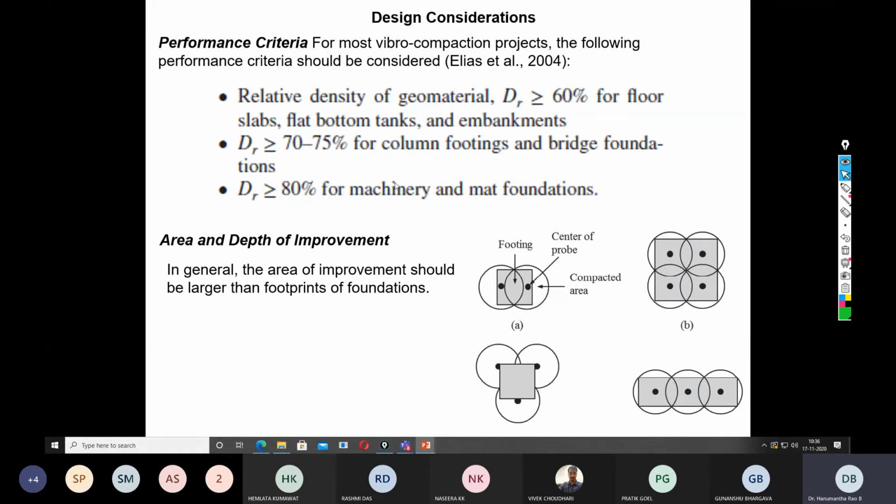The minimum relative density, depending upon the application, should be greater than 60% for core slabs, flat bottom tanks and embankments, and it should be greater than 70 to 75% for column footings and bridge foundations, and greater than 80% for masonry or mat foundations.